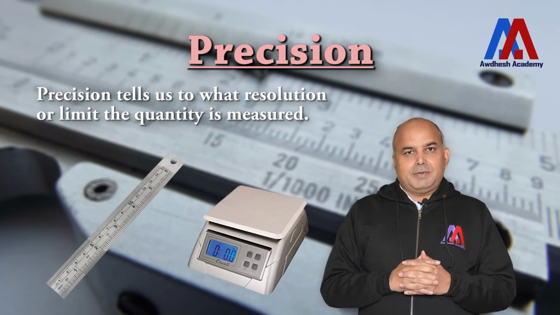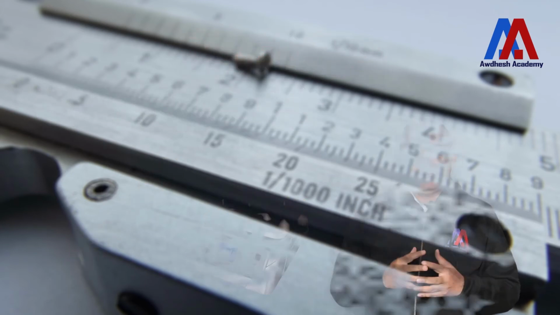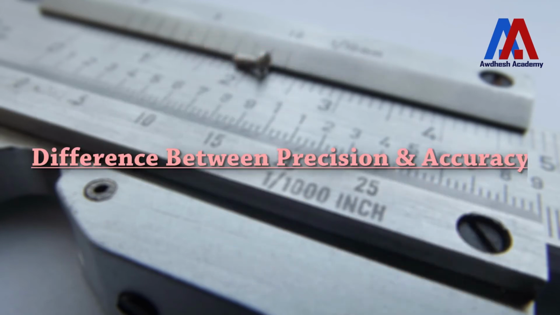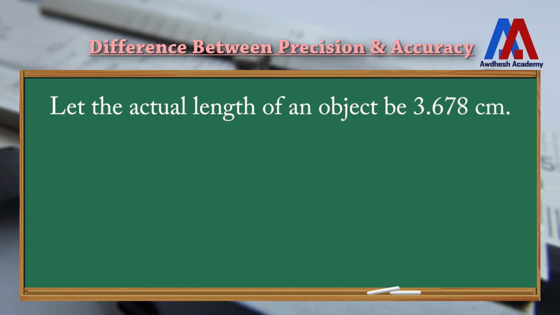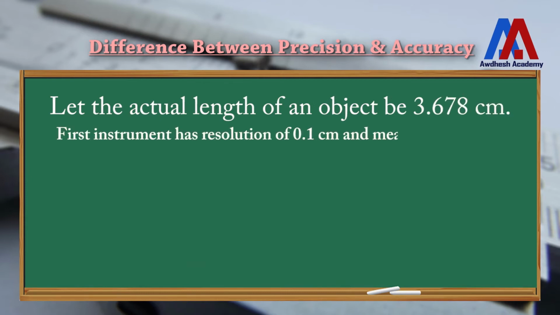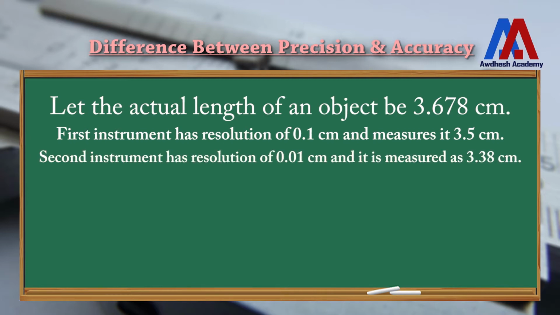Now let me just explain with an example what is the difference between precision and accuracy. So let us say that we want to measure an object whose dimension is 3.678 centimeter. Now we use a first instrument whose resolution is 0.1 centimeter, and this is measuring 3.5 centimeter. Then we take another instrument, this is a second instrument, and its resolution is much higher, it is 0.01 centimeter, and it is measuring the dimension as 3.38 centimeters.